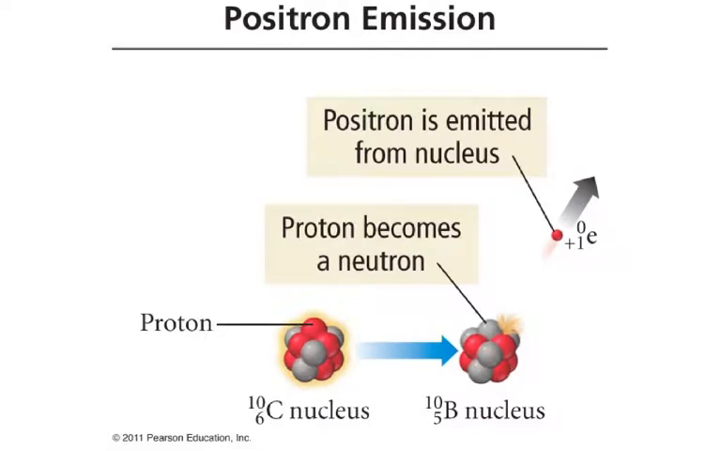A positron, again, we are changing the nucleus. In this case, we're having a proton lose the positive part and become a neutron. So we don't have a change in mass, but we do have a change in atomic number. So we can go from a carbon-10 radioactive nucleus to a boron nucleus.